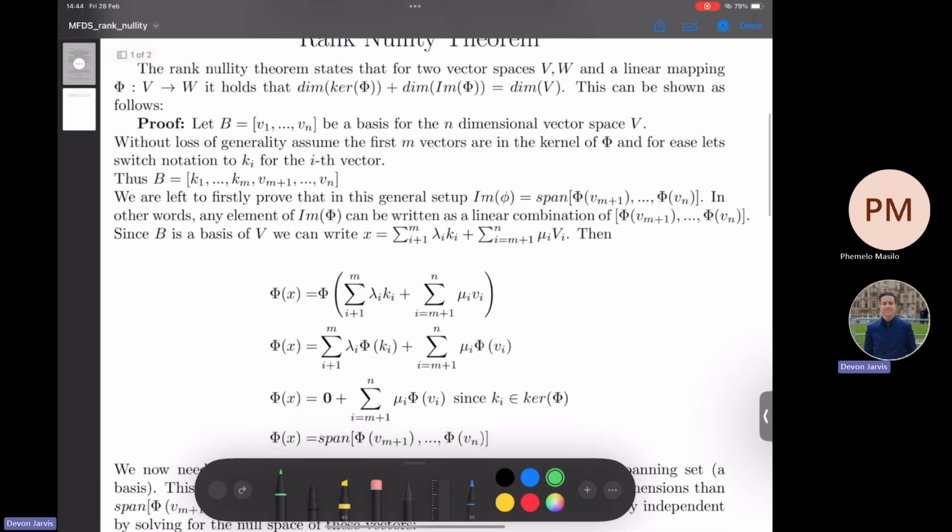All right, so let B be a basis for the original vector space. All right, that's this first step here.